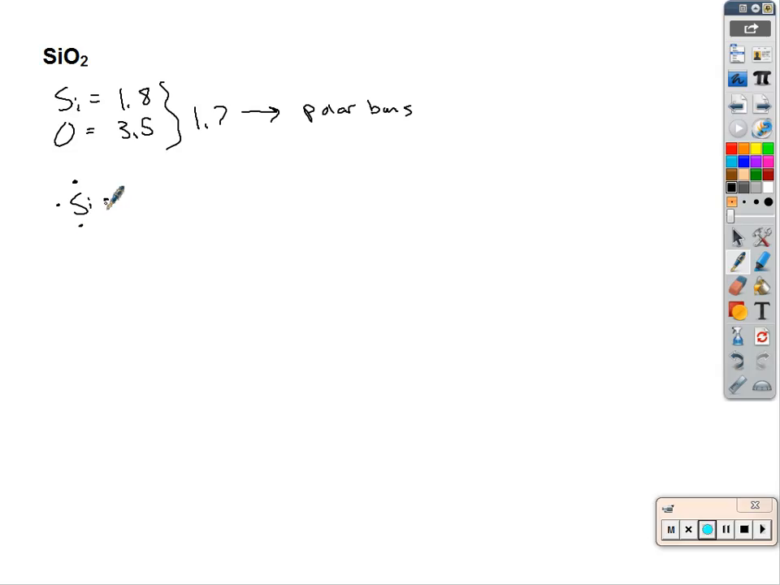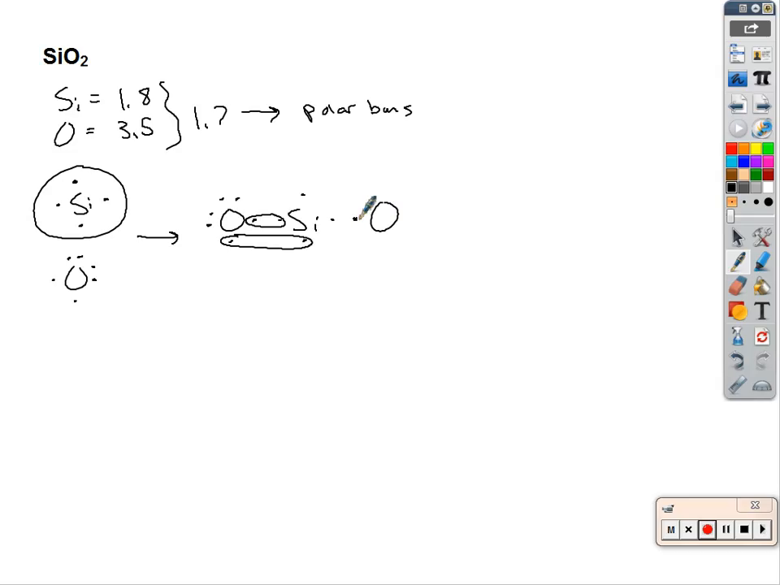Silicon, group 4A, has 4 valence electrons. Oxygen, 6A, has 6 valence electrons. The one that has the most single dots is the one that goes in the middle. So start with that. Rotate your oxygen structure so the single dots are facing the silicon. Makes it easier for us to do the bonding. Over here, I'll rotate it the other way, again, to make it easier to do the bonding.